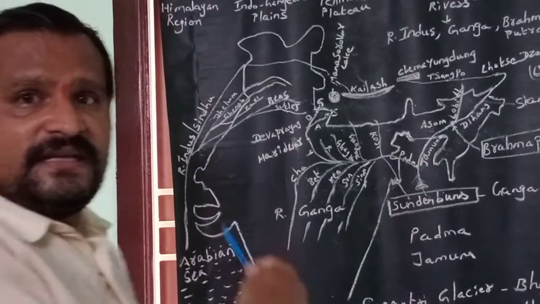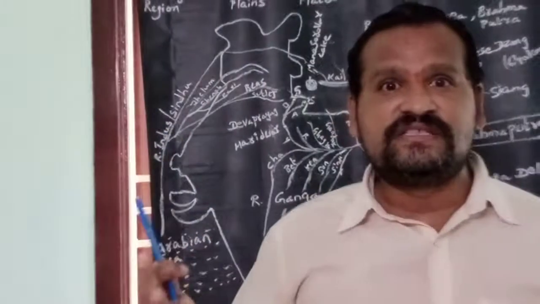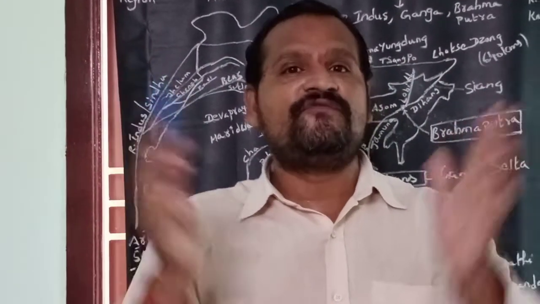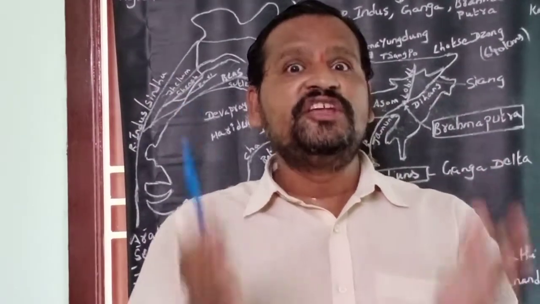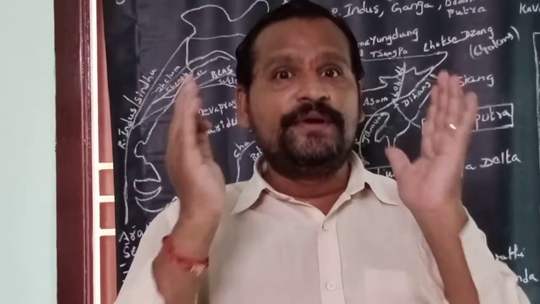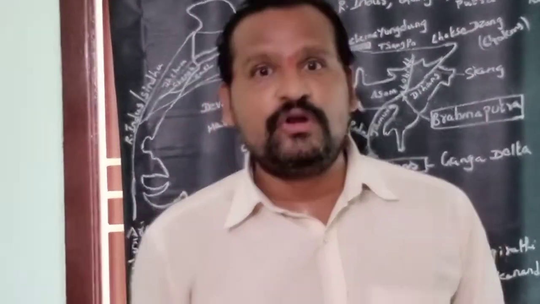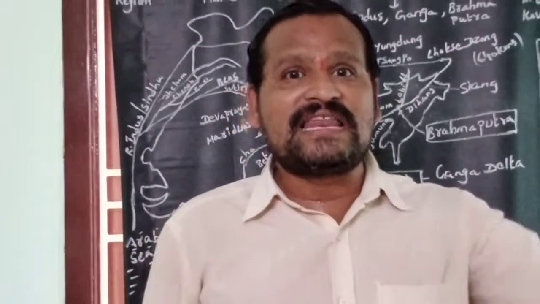Now, this Ganga River is the largest river in the country. Ganga River provides irrigation water for millions of acres of land. Ganga River produces abundant electricity. Most of the people in the country who live in the northern plain depend upon the Ganga River for livelihood. Okay, children.